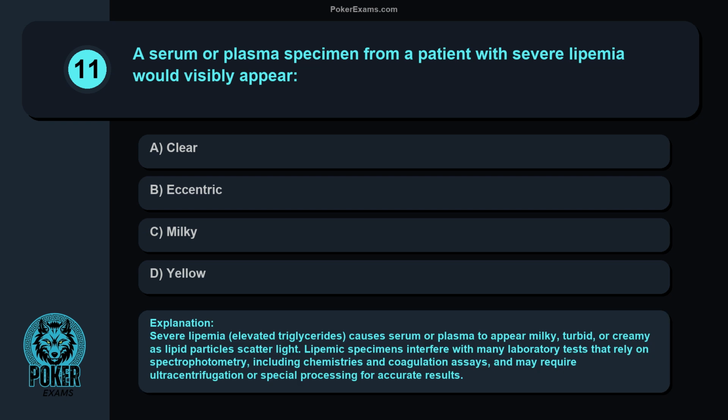Severe lipemia, elevated triglycerides, causes serum or plasma to appear milky, turbid, or creamy as lipid particles scatter light. Lipemic specimens interfere with many laboratory tests that rely on spectrophotometry, including chemistries and coagulation assays, and may require ultracentrifugation or special processing for accurate results.